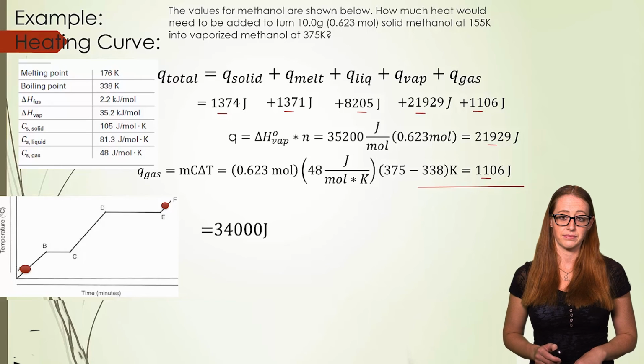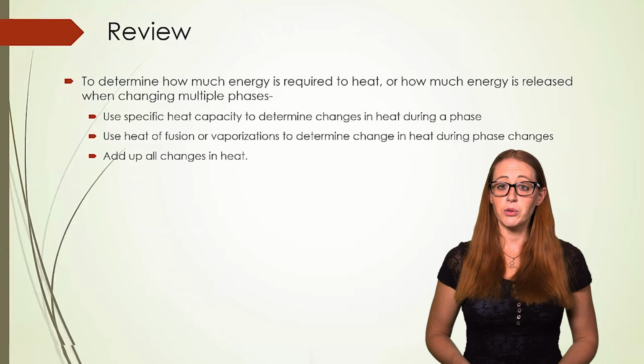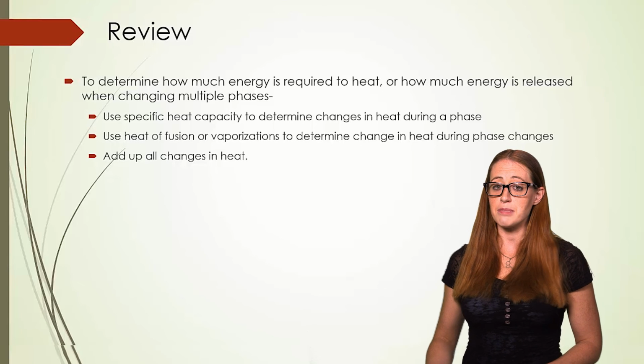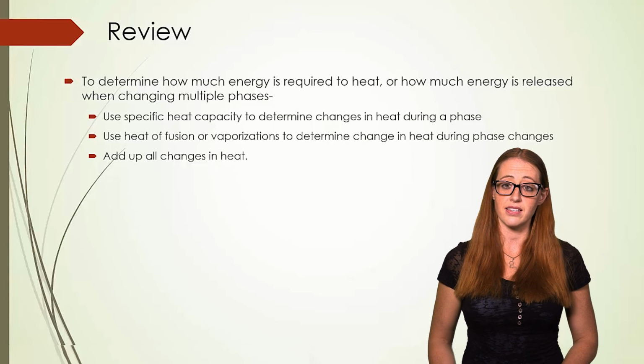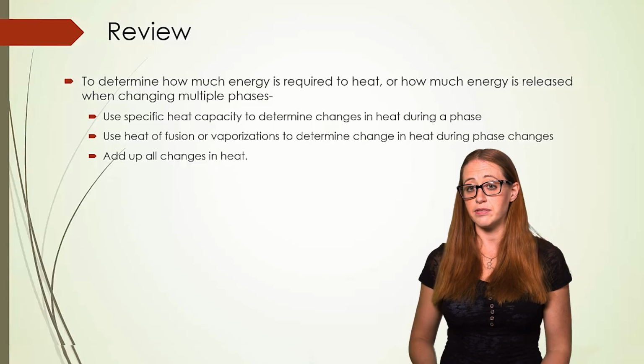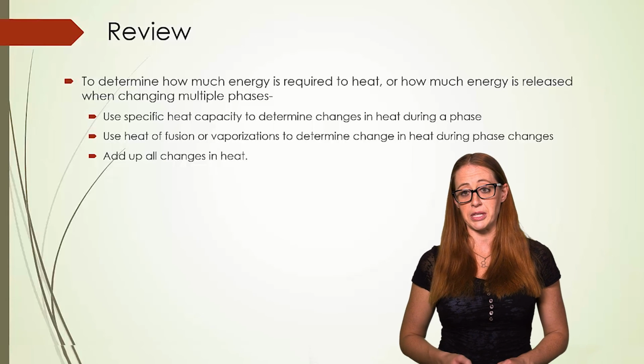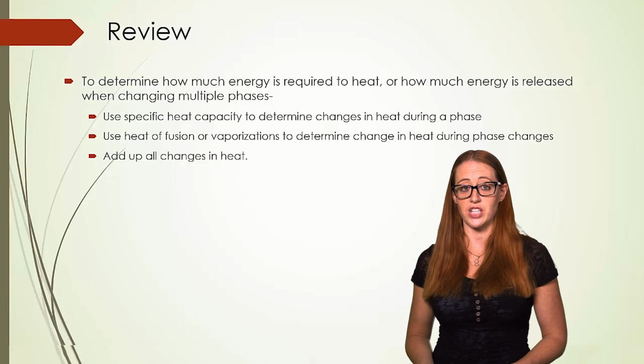In review, whenever we are heating species through a phase change, we must use different specific heats for each portion of the process, and then use either the heat of vaporization or fusion, or both sometimes, as in the very long example that we just did, when the phase change actually occurs.